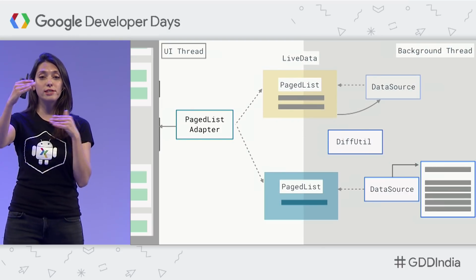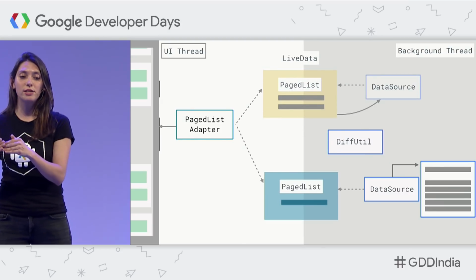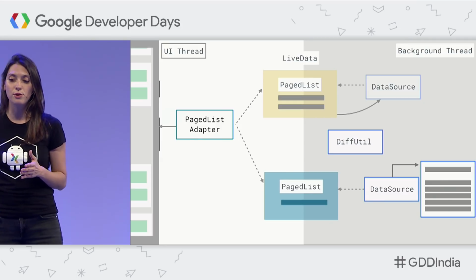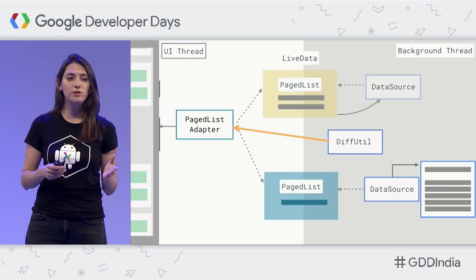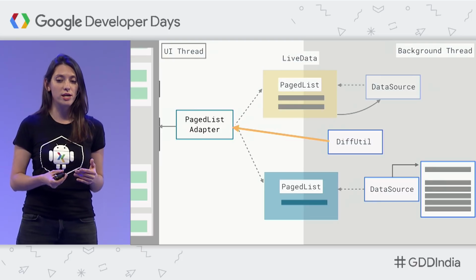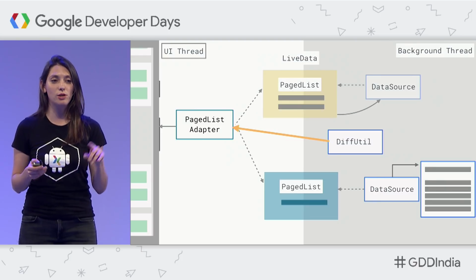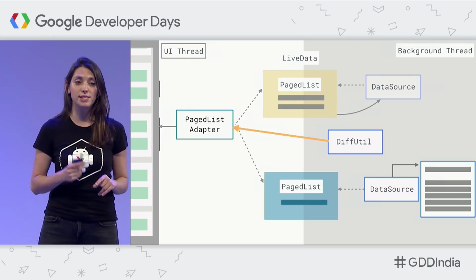But then the contents of the two page lists are compared in a DiffUtil on a background thread. And then the DiffUtil will tell the adapter what changed, and then based on this, only now, the adapter collapses the missing row.